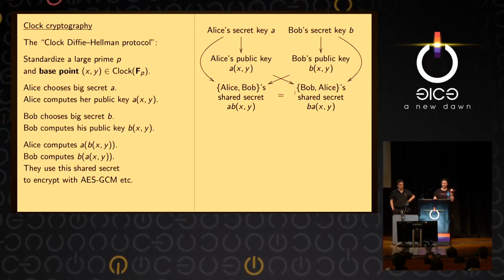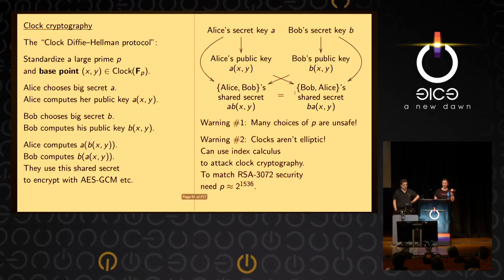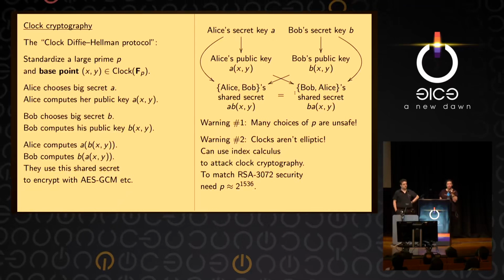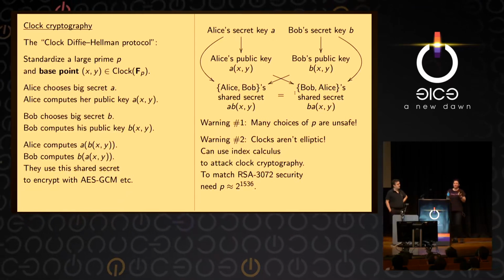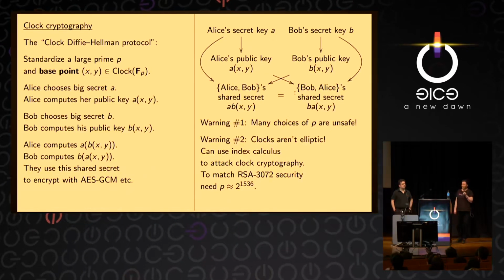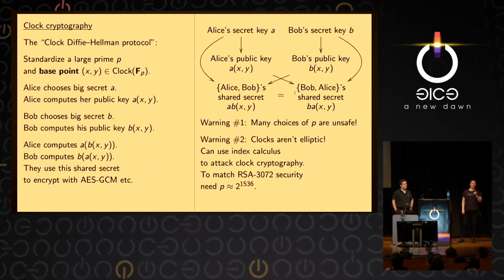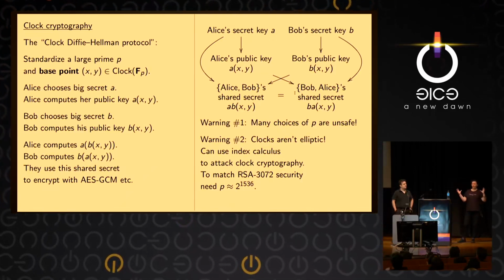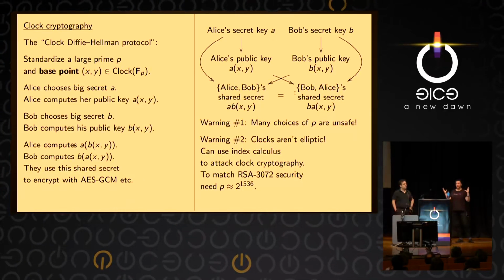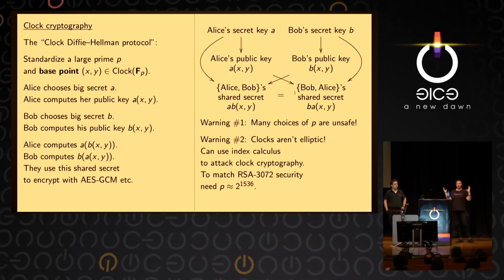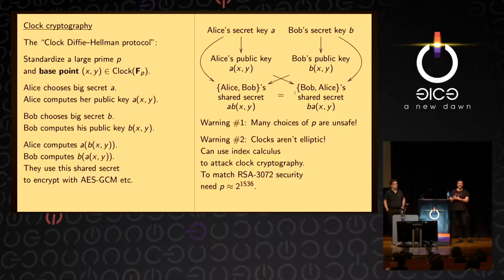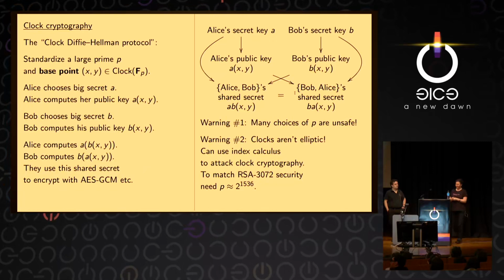Well, so there are some caveats. Don't use just any prime p. Many choices of p are unsafe. Warning 2, this is still the clock. And we said at the beginning, clocks are not elliptic curves, and only elliptic curves are good. So actually the clocks are pretty much the same as doing, say, RSA or finite field when it comes to security. So if you want to match something which is RSA 3072 bits, then the prime of the clock needs to have 1536 bits, so half as many bits as the RSA number. That's not actually what you wanted.